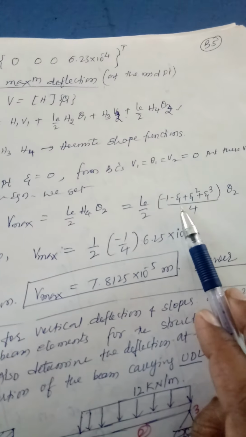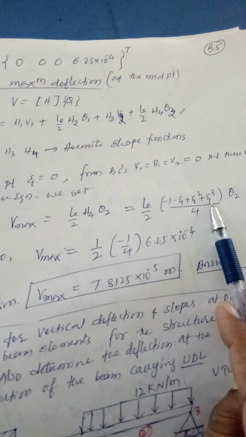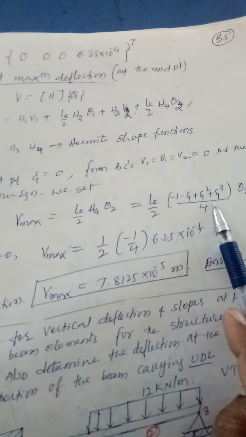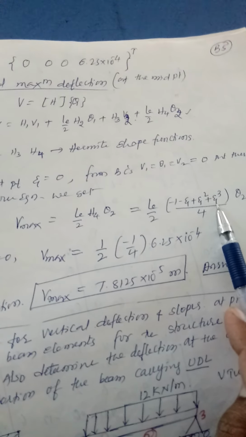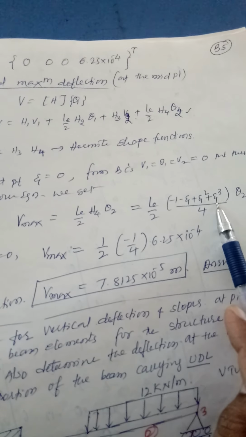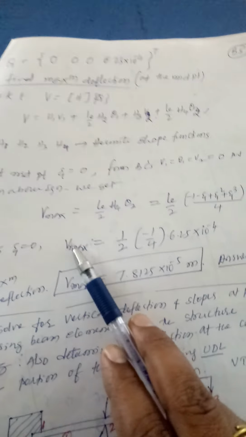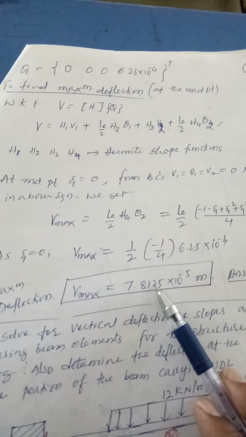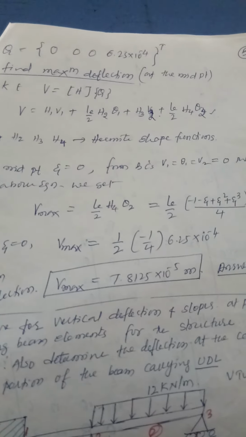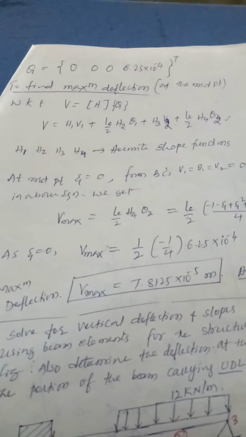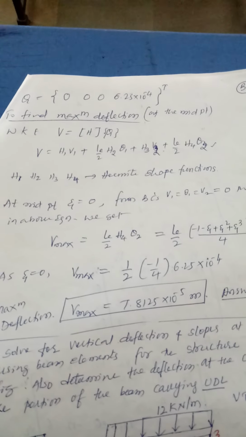LE by 2. What is the value of H4? That is minus 1 minus theta plus theta square plus theta cube by 4. This is also derived; the Hermite shape function video is there. You see that it is a derived one. So I substitute here directly the value of the Hermite shape function. Next, substitute the value of theta 2 as you determined already. Then you will get the value of V max as 7.812 pi into 10 to the power minus 5 meter. This is called the maximum deflection. It happens at the middle of the beam.